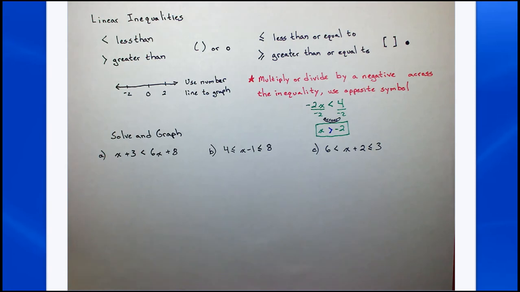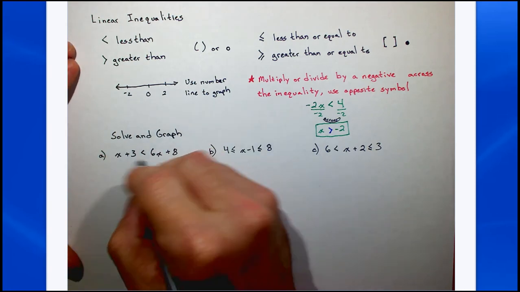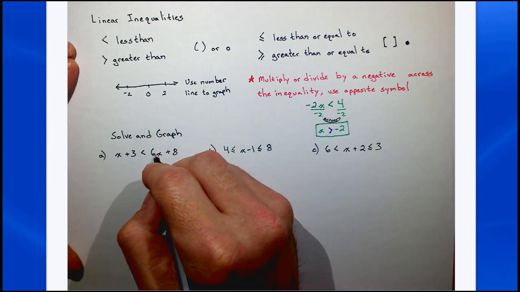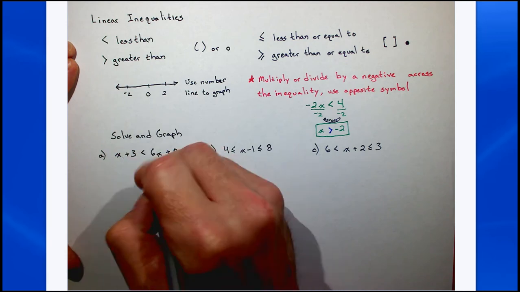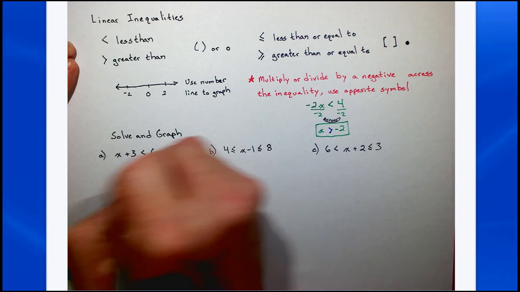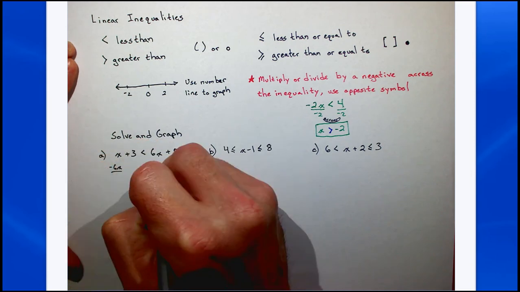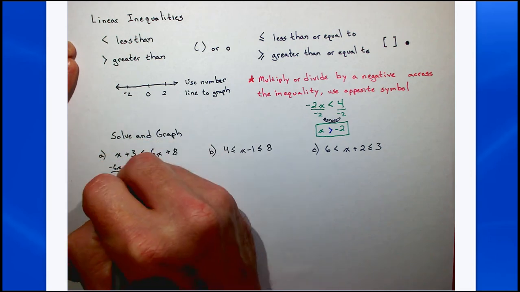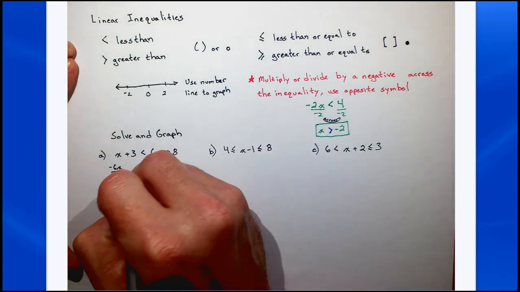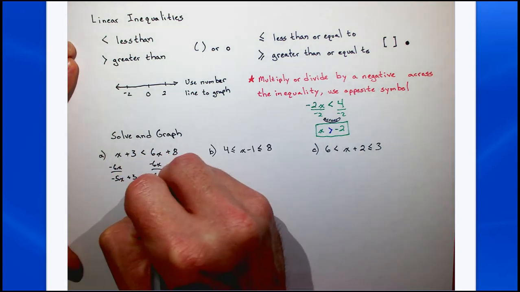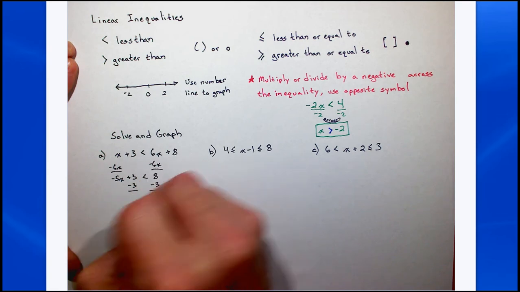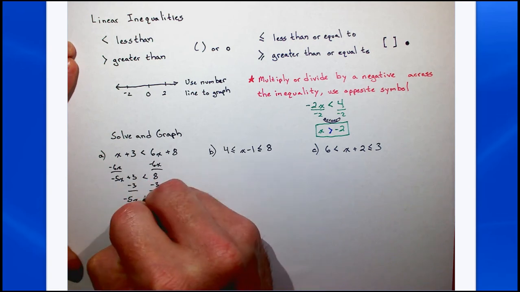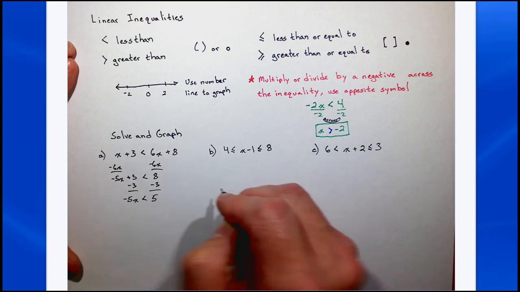Alright, so what I'm going to do is I'm just going to do a series of steps to move my x's from one side of the inequality and my numbers to the other side of the inequality. So I'll say minus 6, minus 6. What I do to one side I have to do to the other. Negative 5x plus 3 is less than 8. And then I will subtract 3 from both sides. Negative 5x is less than 5.